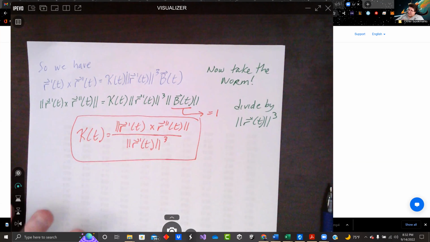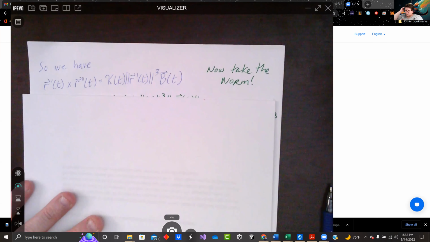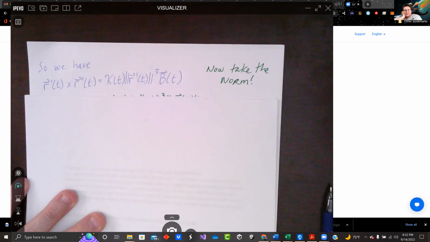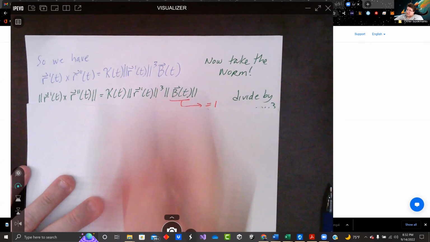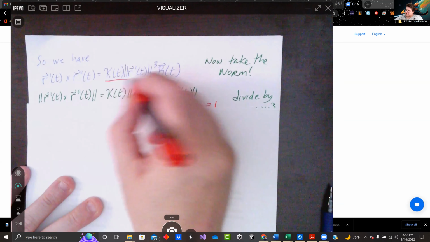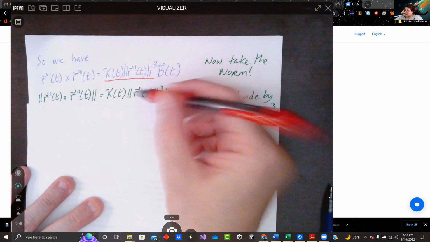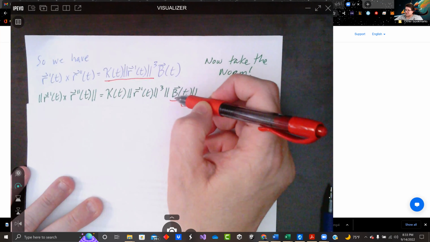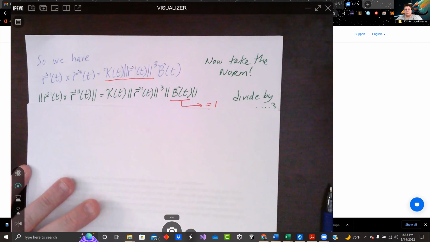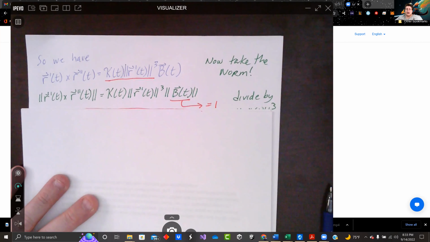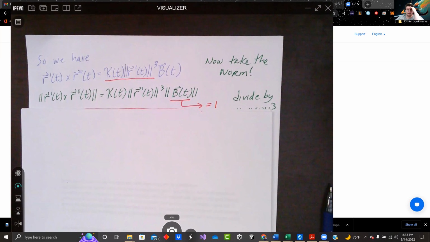So right now we have R prime of T cross R double prime of T. All that's left is kappa of T, the magnitude of R prime of T cubed, and B of T. We will now normalize it. We needed the magnitude of this. So we take the magnitude of it. The first two things are just constants. We square them, we take the square root. They come out all fine and handy dandy, just as is. Then we have the magnitude of B of T. But remember, the binormal vector is a unit vector, so it has a magnitude of 1.